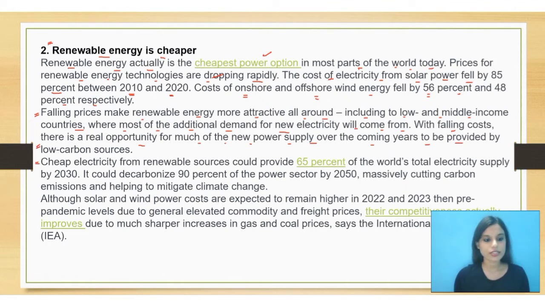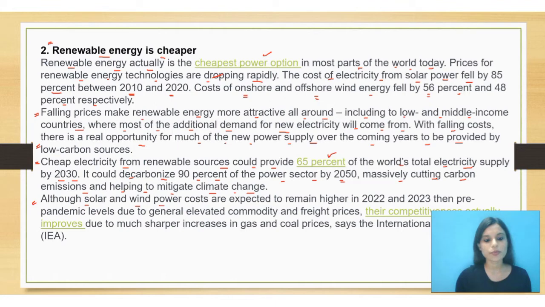So, cheap electricity from renewable sources could provide 65% of the world's total electricity supply by 2030. As I told you, you have to talk about certain future prospects of how this will be helpful. It could decarbonize 90% of the power sector by 2050, massively cutting carbon emissions and helping to mitigate climate change.